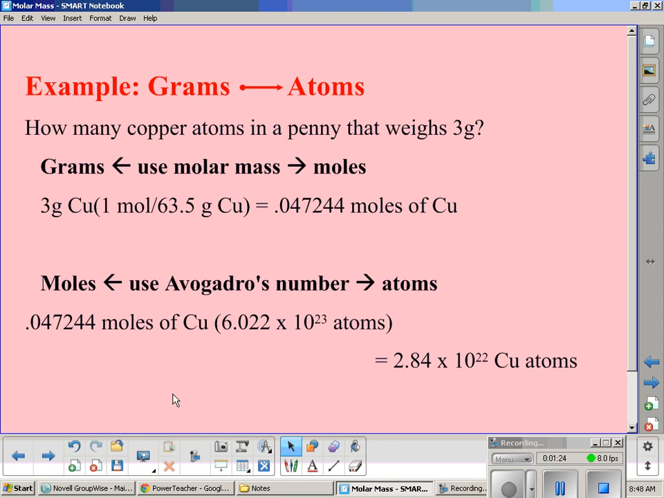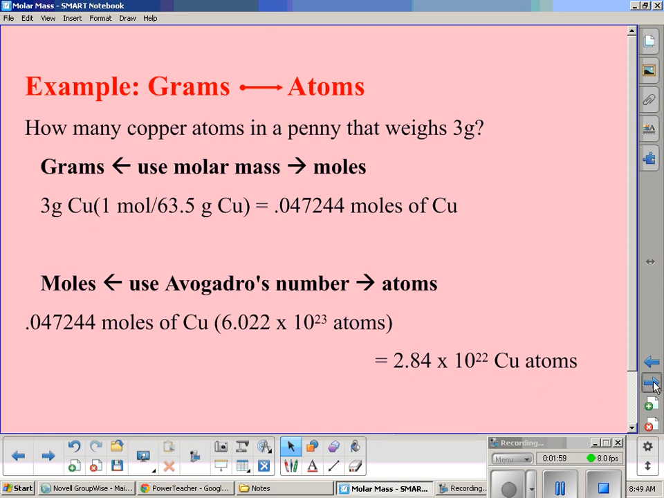And if you wanted to go clear from grams to atoms, so perhaps a penny weighs 3 grams, you could convert from grams to moles using the molar mass of your element, in this case copper. So grams divided by the molar mass of copper, and that would give you your moles. And then you could use the next equation and go from moles to atoms by the use of Avogadro's number, and that's just a matter of simply multiplying, and you would have how many copper atoms you have.